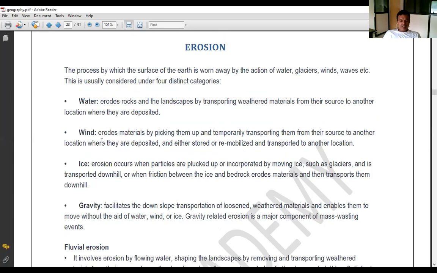Then wind, the same thing. If the material is eroded by the wind, it is called wind erosion. Some wind erosion landforms are formed, especially in the desert areas. Various types of aeolian landforms, which are landforms created due to the winds, are created, and the material again gets deposited somewhere in the desert itself. So some depositional landforms are also created due to wind erosion.